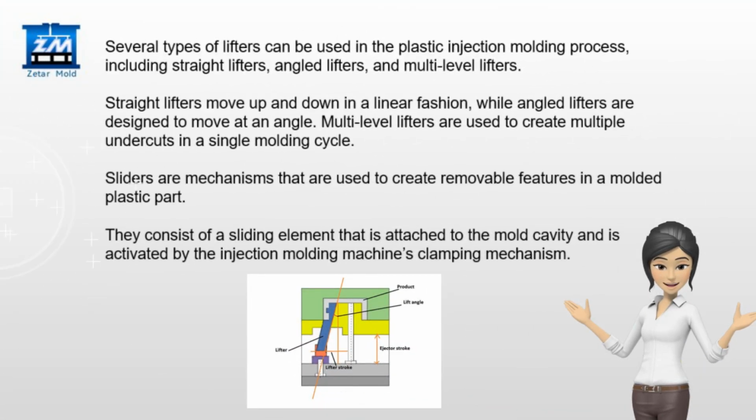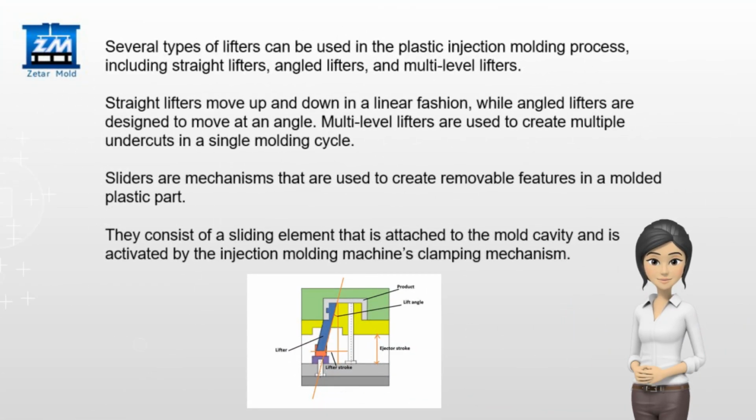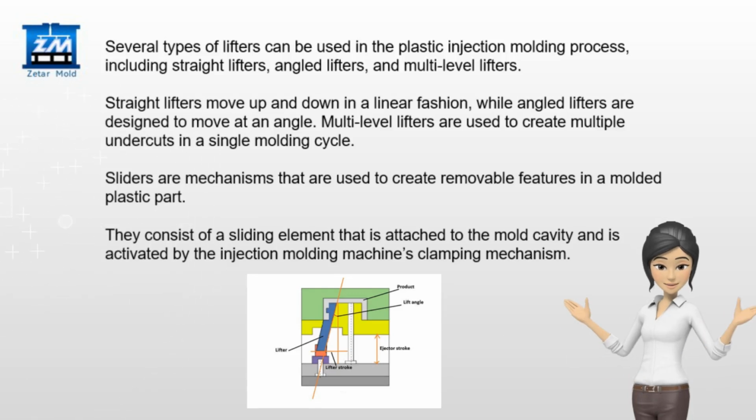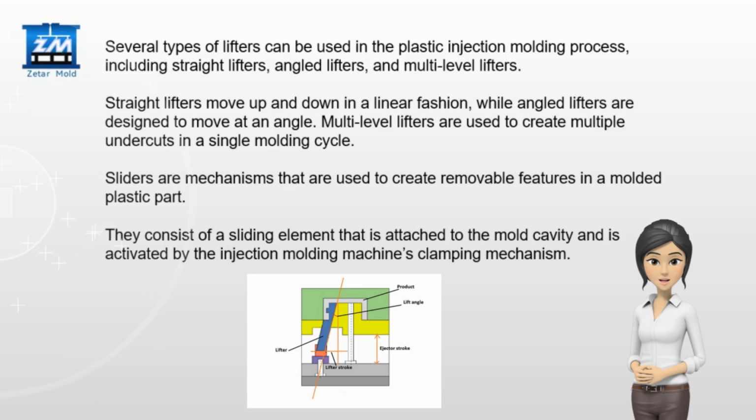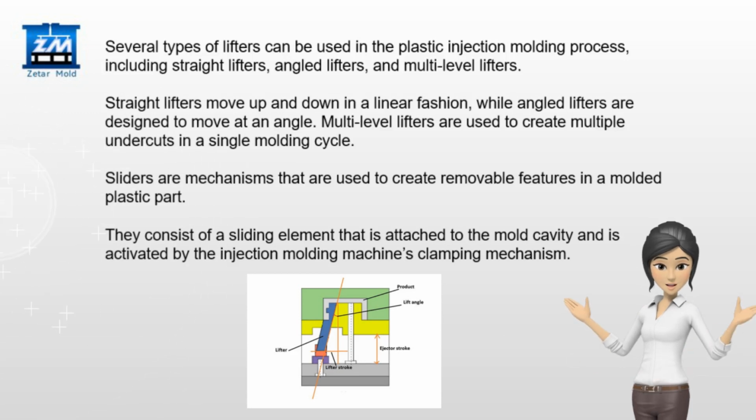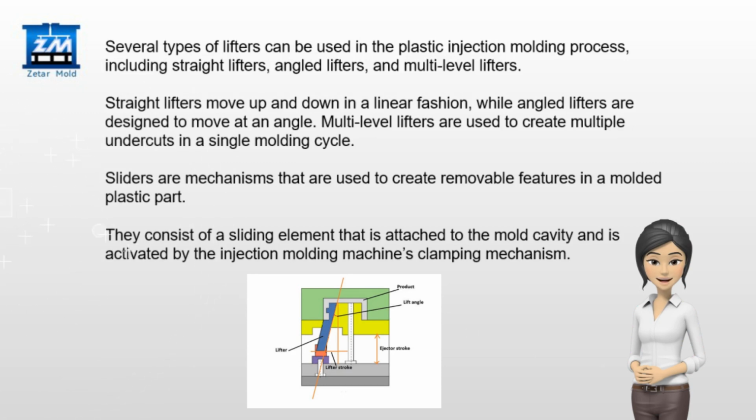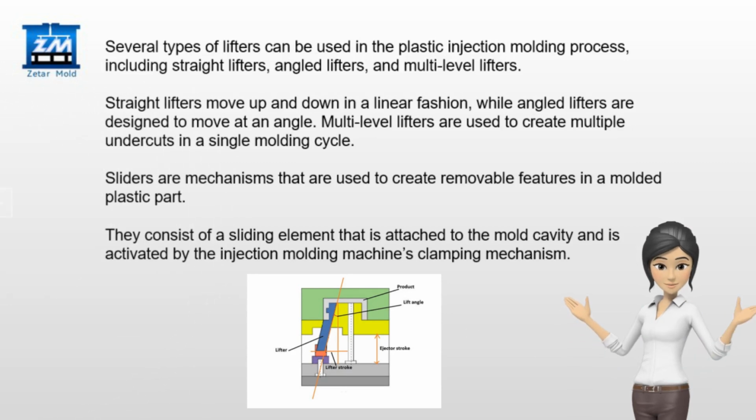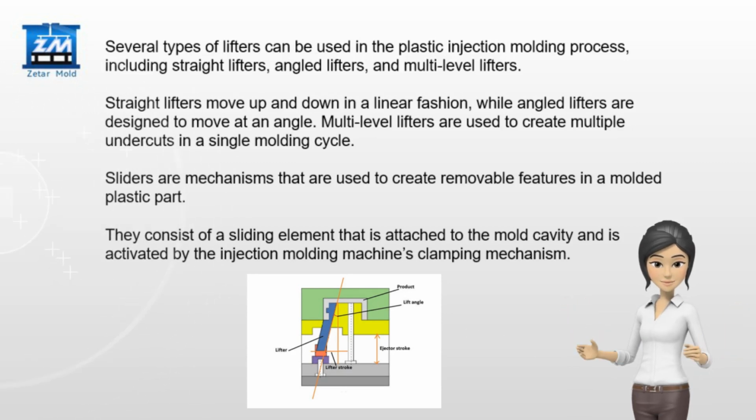Several types of lifters can be used in the plastic injection molding process, including straight lifters, angled lifters, and multi-level lifters. Straight lifters move up and down in a linear fashion, while angled lifters are designed to move at an angle. Multi-level lifters are used to create multiple undercuts in a single molding cycle.